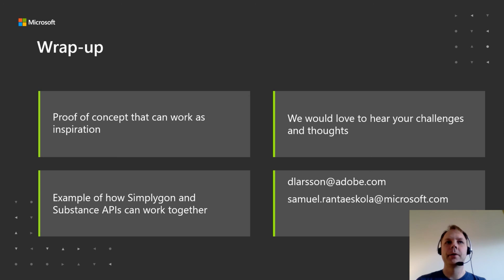So in order to wrap this up, this is a proof of concept that can work as inspiration. We hope we can make it available to you sometime soon. It's also an example of how the Simplygon and Substance APIs can work together. And I'm sure you have similar situations in your pipeline if you're using both Substance and Simplygon. And we would love to hear about your challenges and thoughts about this.